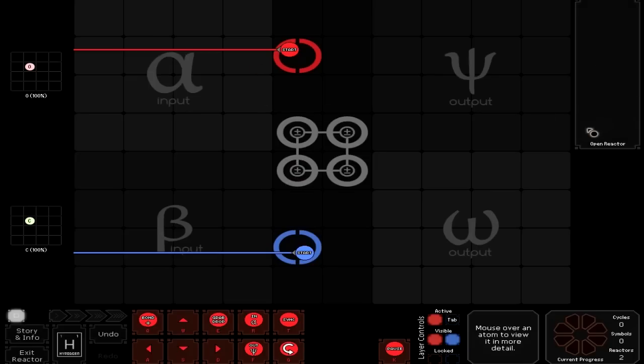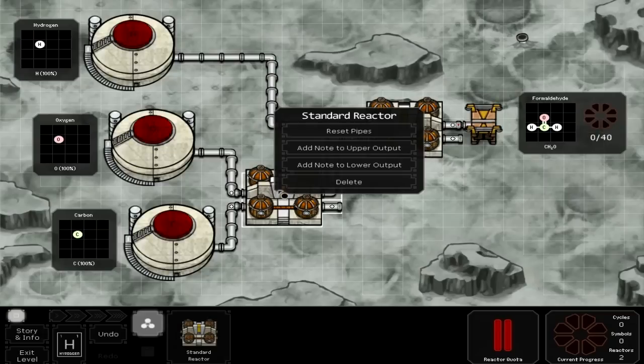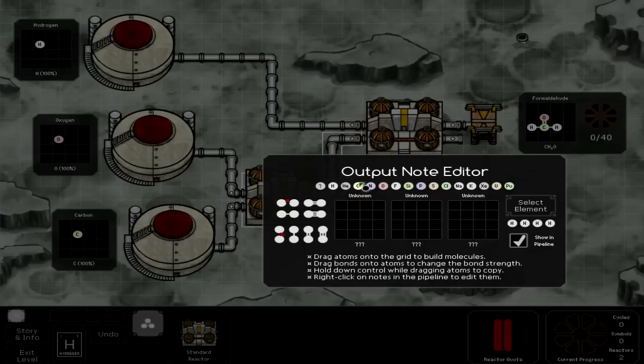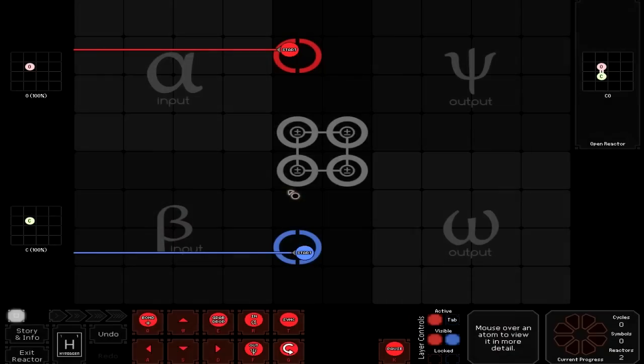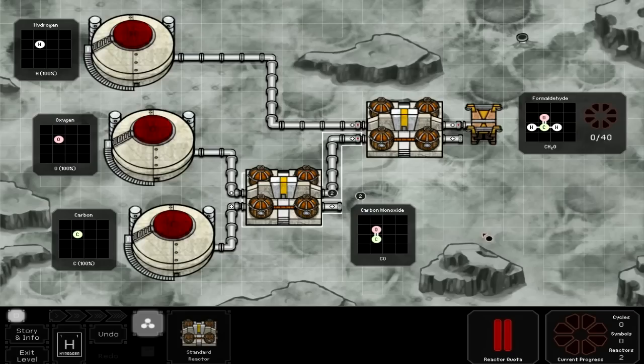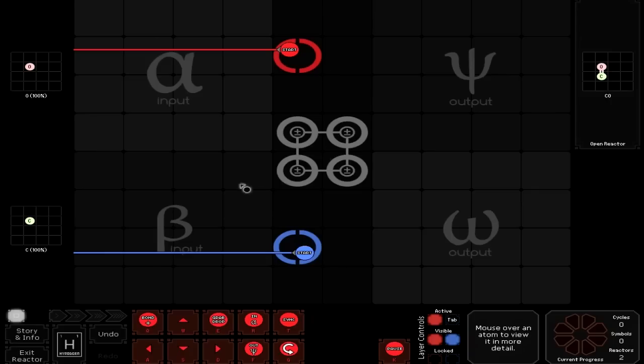Oh, see this box here? How it goes from reactor to reactor? You can actually set your own outputs. So, what we want for this is we want it to be oriented... Let's see... We want this to be double bonded to get carbon monoxide. And that is our output for this reactor up here. The lower output you can also set, but in this case we're not doing anything with that, so we don't even need to bother. Now, we only need two bonders for this.